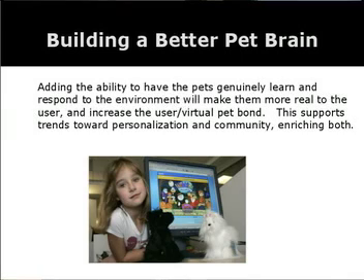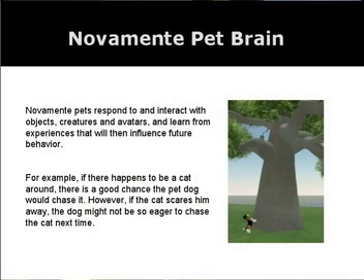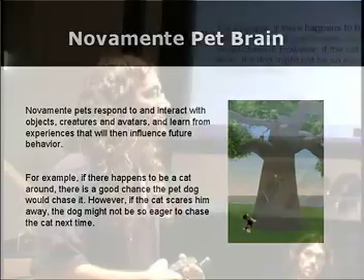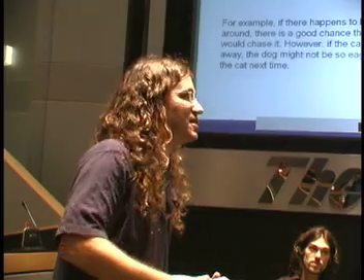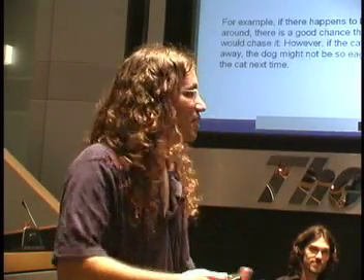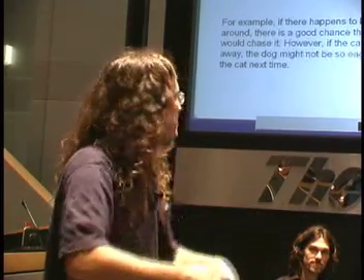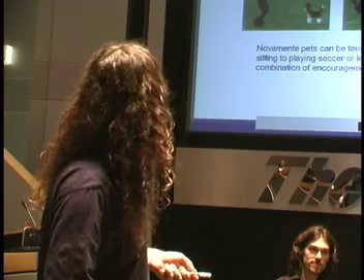That's what we've been looking at with building the Novamente pet brain, making pets that respond to and interact with objects, creatures, and avatars. So if you have a virtual dog in a virtual world, if a cat comes by, it'll react to it. It may chase it. If you try to teach it that when you throw a stick, it should fetch it and bring it back, the dog can learn that, and it can then learn to go fetch attractive women and bring them back, even if that was never taught to it in advance, just because you taught it by example and by reinforcement.